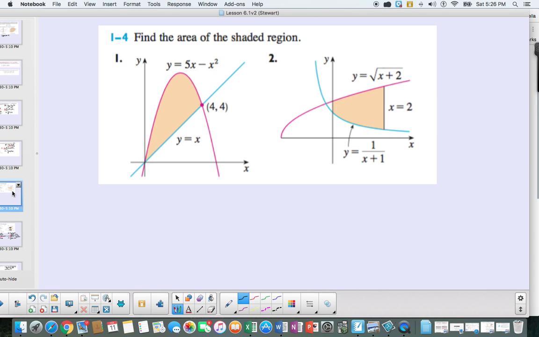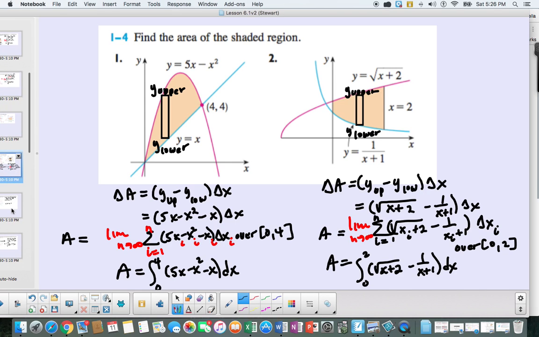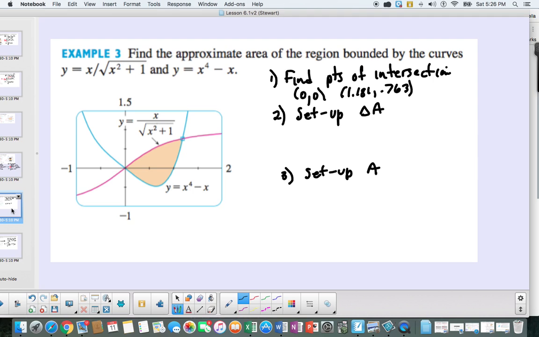Now your turn. Stop the screencast and attempt to do these problems. And here are the answers. Drawing the rectangle is a very good idea. Setting up your small piece of area and then setting up your integral. So this is what we want to do. If not given to us, we want to find the points of intersection. So I took my calculator and I found that this point was 1.181, go to 3 decimal places, and the other point was 0, 0.